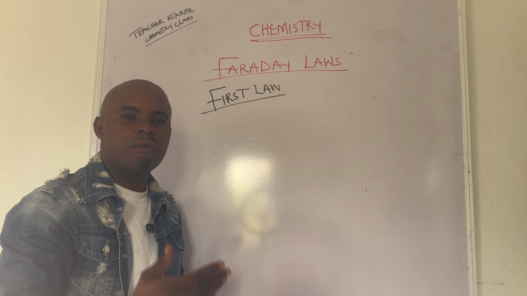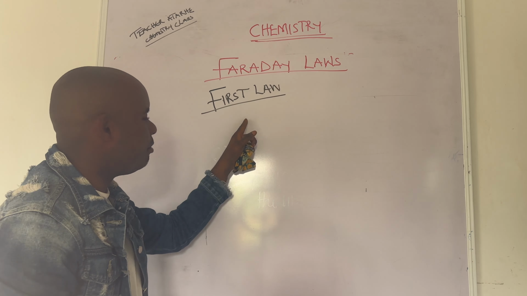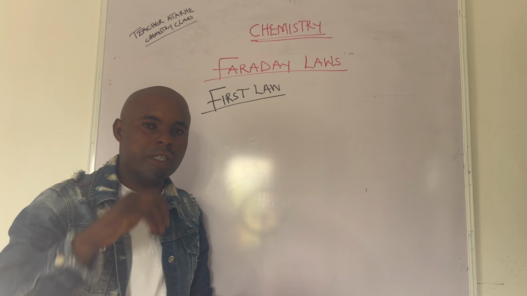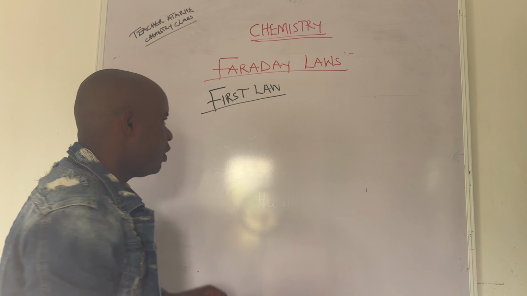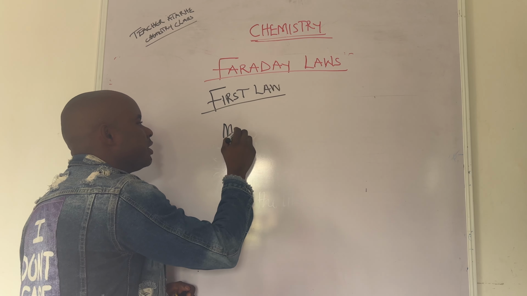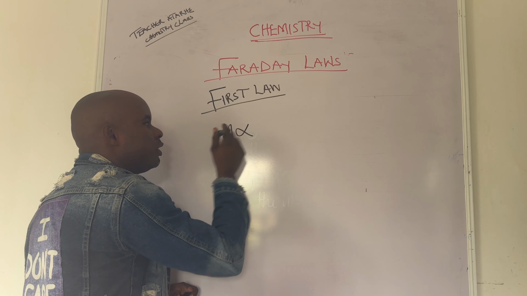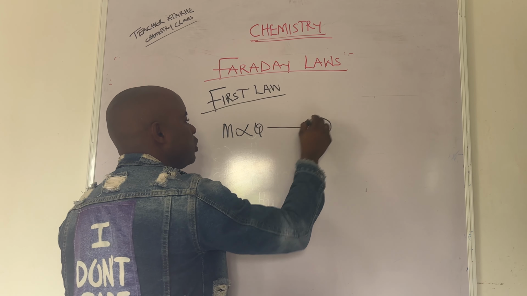It talks about the mass of an element. During an electrolysis, the mass m of an element liberated at each of the electrodes is directly proportional to the quantity of current passing through them. We'll take this to be equation 1.